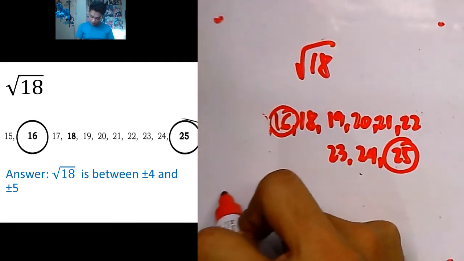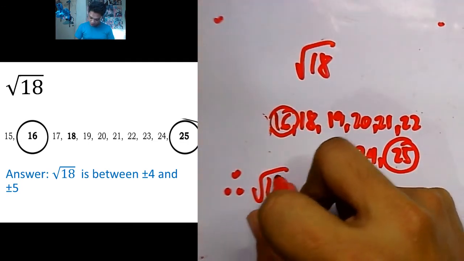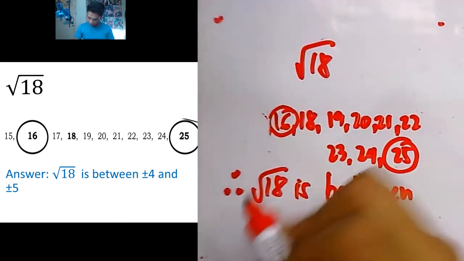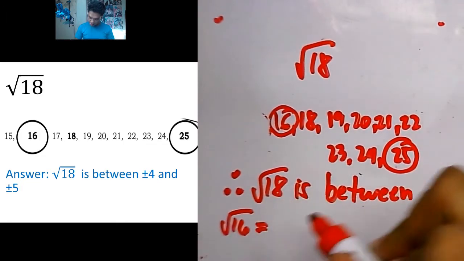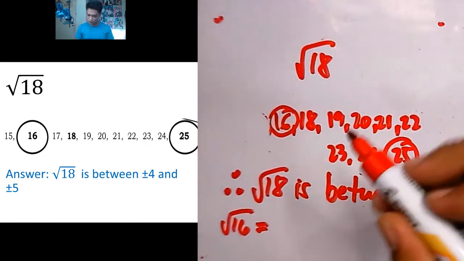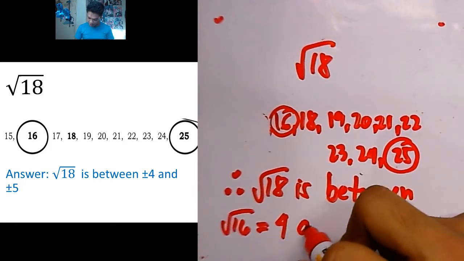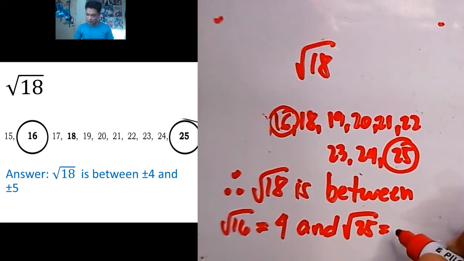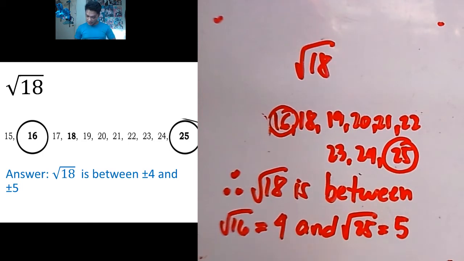Therefore, the square root of 18 is between the square root of 16, and the square root of 16 is 4 squared, so 4 is our answer. And the square root of 25 is 5, since 5 squared is 25, so 5 is our answer, and that is now the final answer. Therefore, the square root of 18 is between the square root of 16, which is equal to 4, and the square root of 25, which is equal to 5.